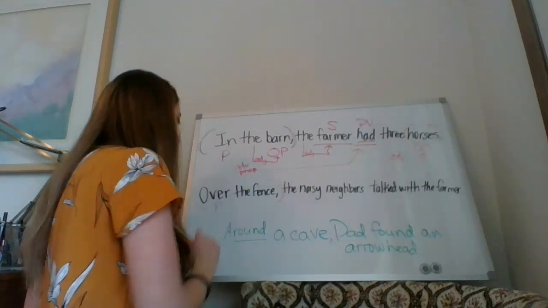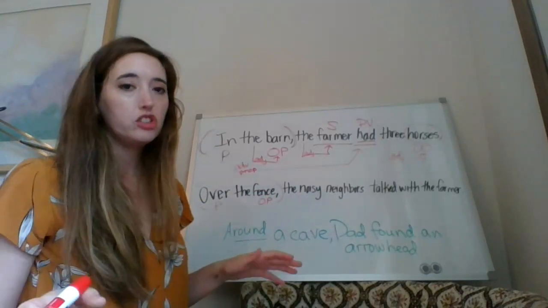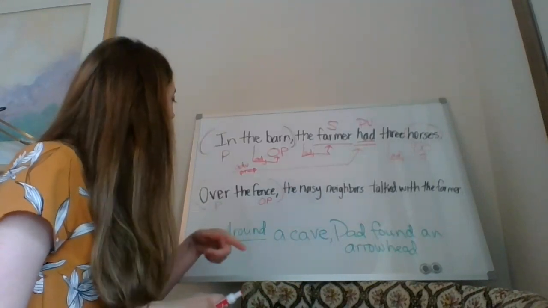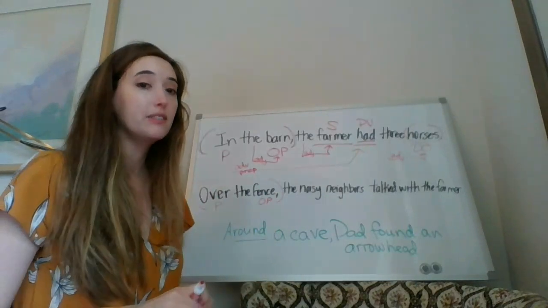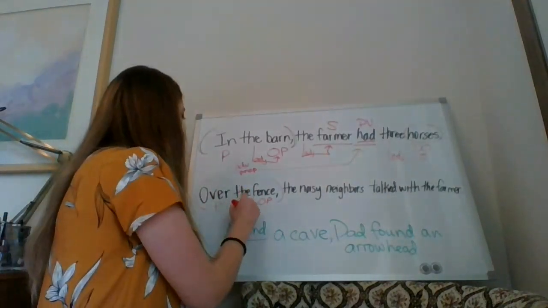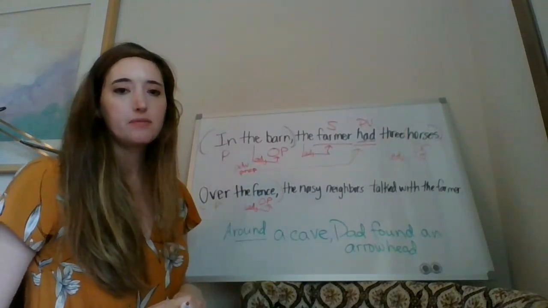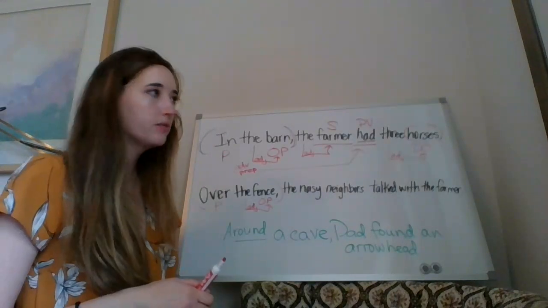Over is a preposition. Fence is the object of the preposition. If you got confused about what the object of the preposition is, you need to think over what or over whom? Over the fence. The is an adjective, modifying fence. Okay, that's one of our prepositional phrases. What's the other prepositional phrase?